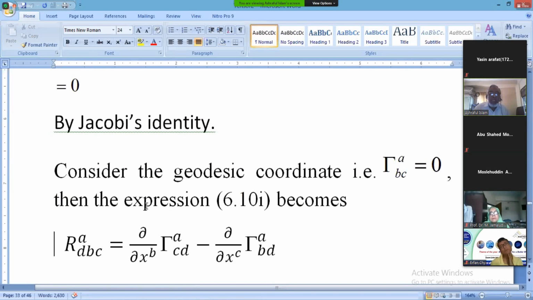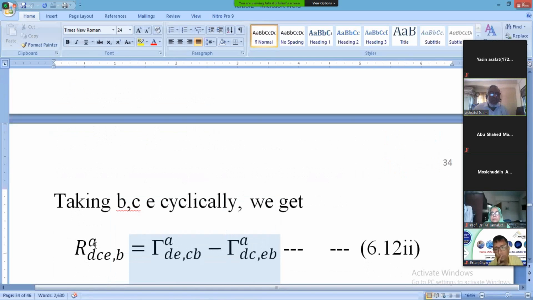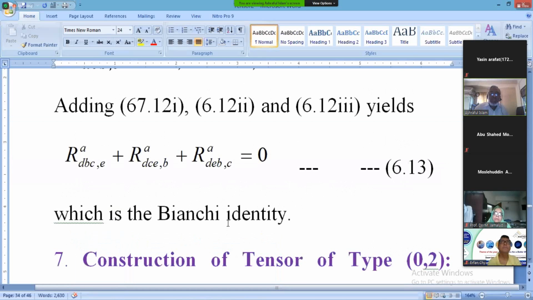Now we take the geodesic coordinate system, where the connection term is equal to 0, and this expression becomes this one. Then we write the derivatives, taking the partial derivatives, and then taking the cyclic permutation, and adding, we will get the Bianchi identity in component form, which is the Bianchi identity of the curvature tensor in a different way.